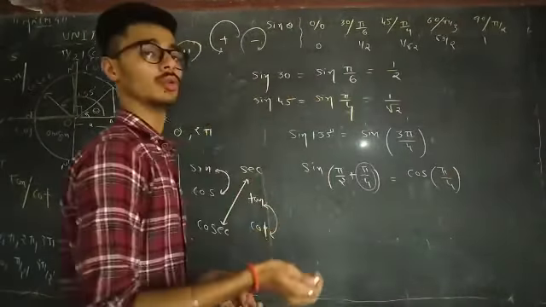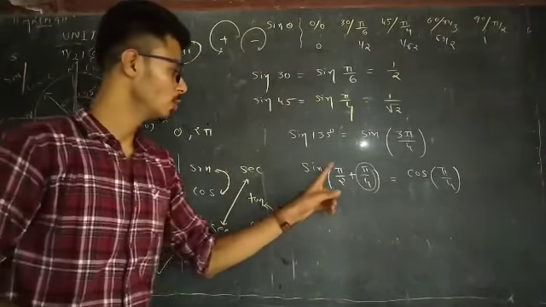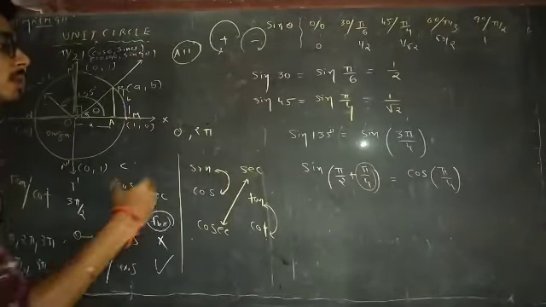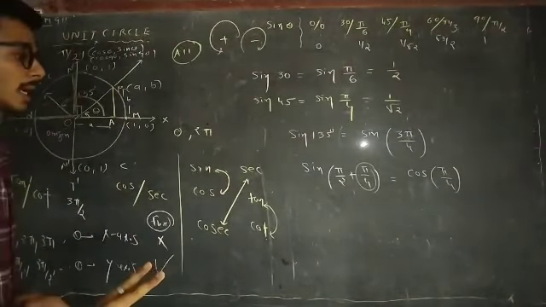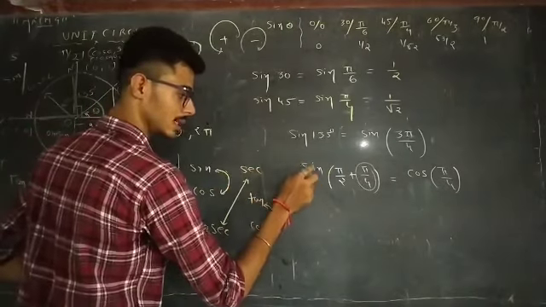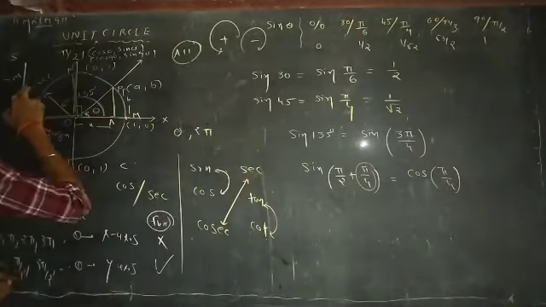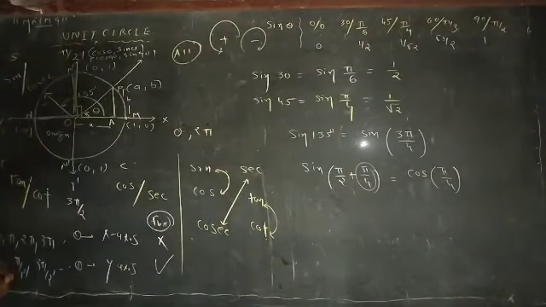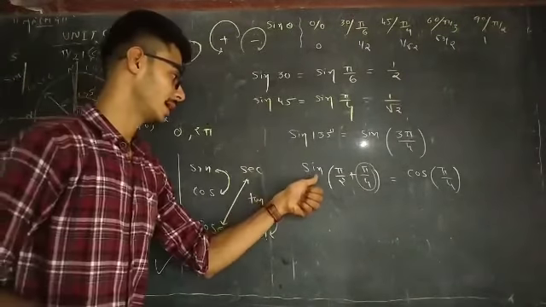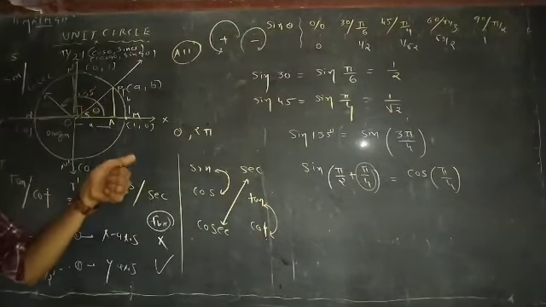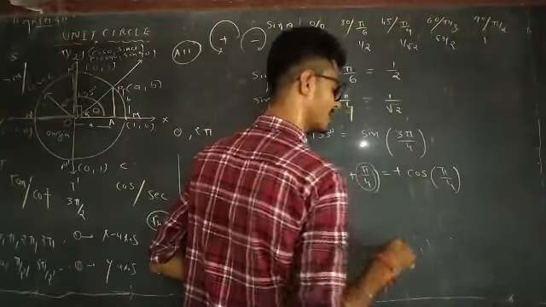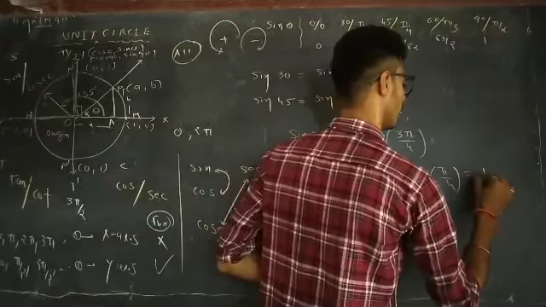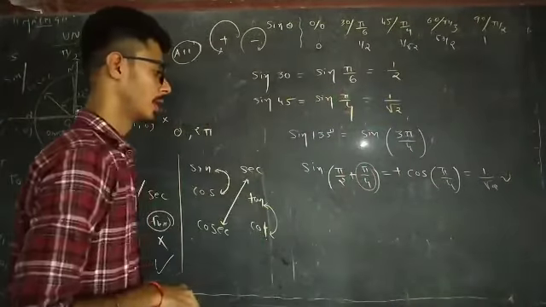Before writing that we have to check the sign. Pi by 2 plus something means our theta is lying in the second quadrant. You have to see only this function, sin. Is sin positive or negative in the second quadrant? Yes, it is positive, because sin and cosec are positive in the second quadrant. So over here sin is positive because our theta is lying in the second quadrant, so we take it as positive. And what is the value of cos pi by 4? 1 by root 2.